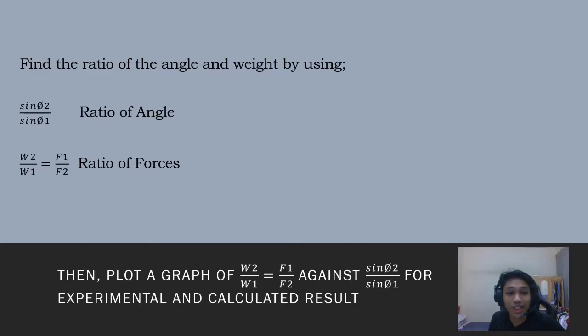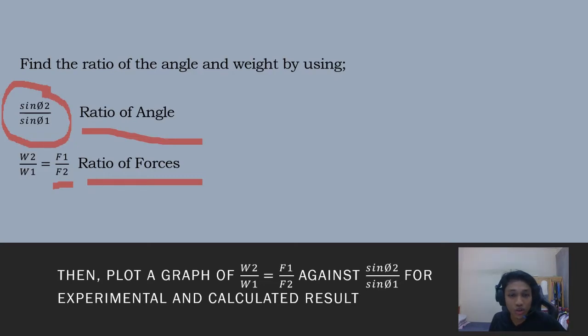After we calculate the angle of the result, we must find the ratio of the angle and weight by using this formula, which is sin theta 2 over sin theta 1. We call it the ratio of angle, and F1 over F2 we call the ratio of forces. We just divide to get the ratio, and then we plot a graph of W2 over W1 against sin theta 2 over sin theta 1 for experimental and calculated results.